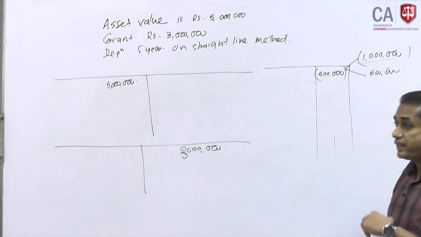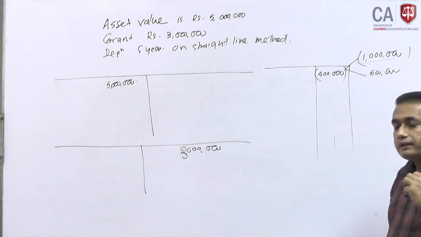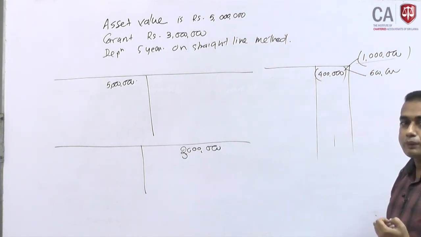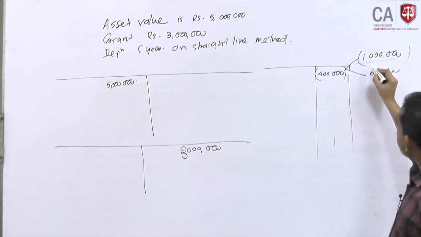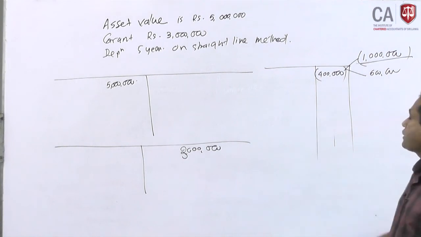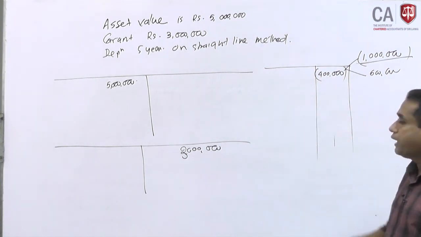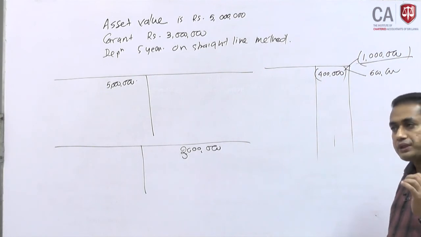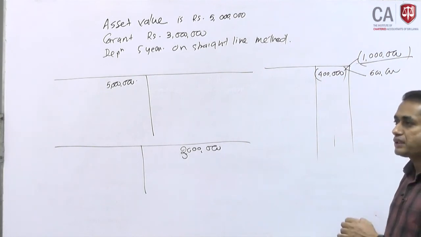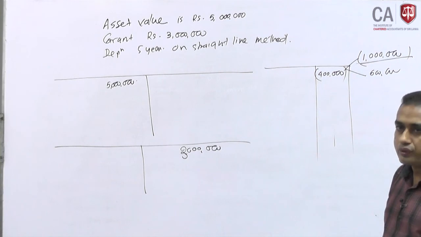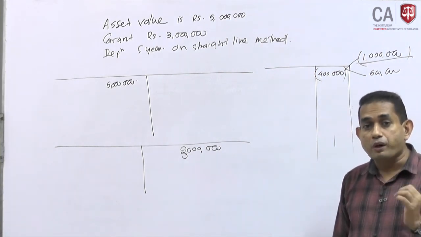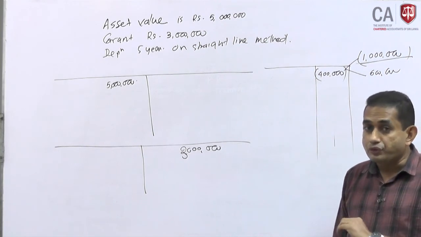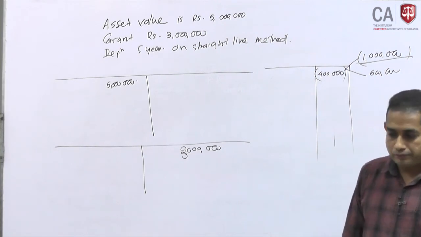Here, how do we recognize the grant? The grant is recognized to profit and loss in form of reduced depreciation. In deferred revenue method, the depreciation figure is 1 million rupees. Now, the depreciation figure is 400,000. Depreciation figure has got reduced by 600,000. That is like you recognize in the grant. Here, the grant gets recognized to profit and loss in form of reduced depreciation to profit and loss.